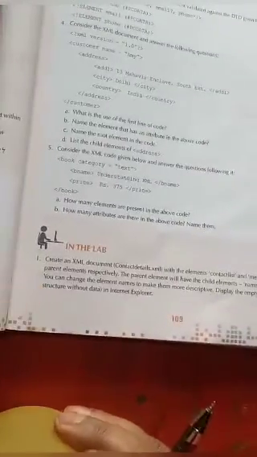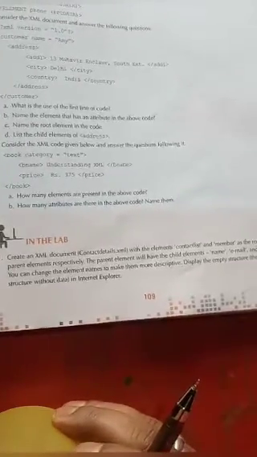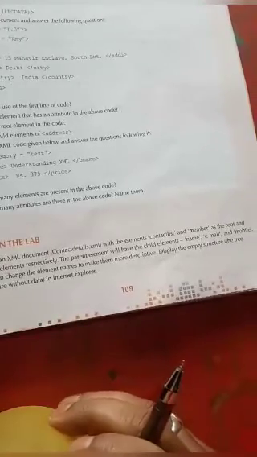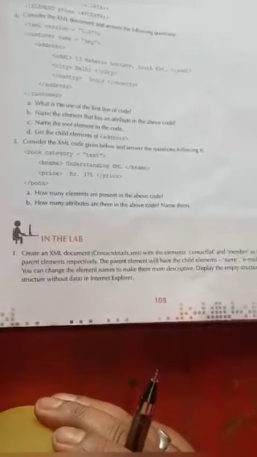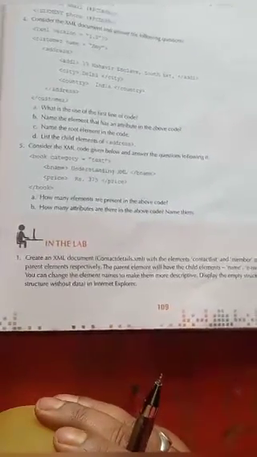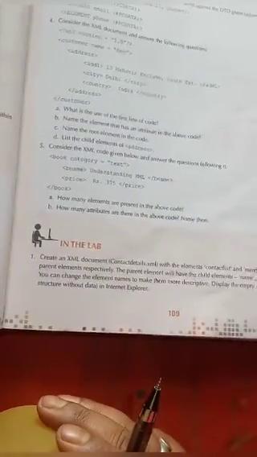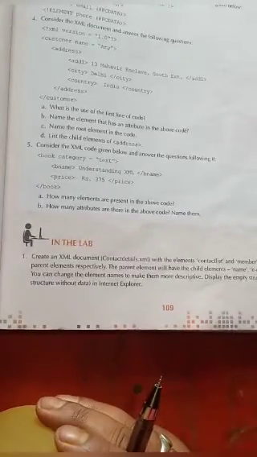The question is written there: create an XML document, contact details, with the elements contact list and a member as the root and the parent element respectively. The parent element will have child elements: name, email, and the mobile. You can change the element names to make them more descriptive. Display the empty structure and the tree structure without data in Internet Explorer.